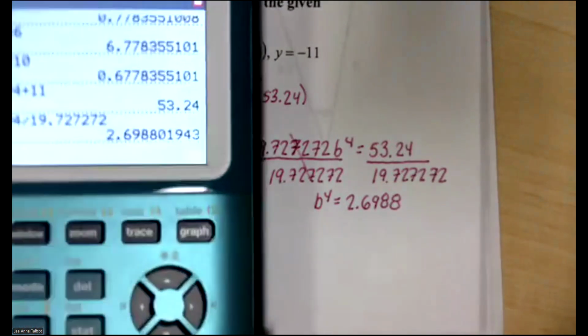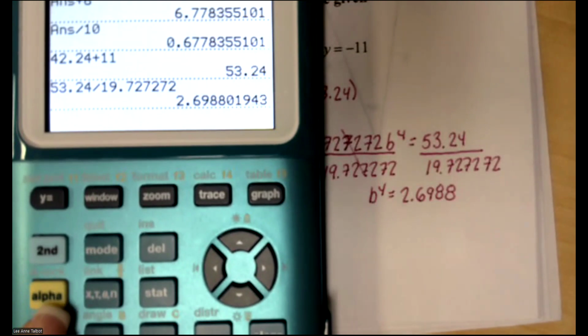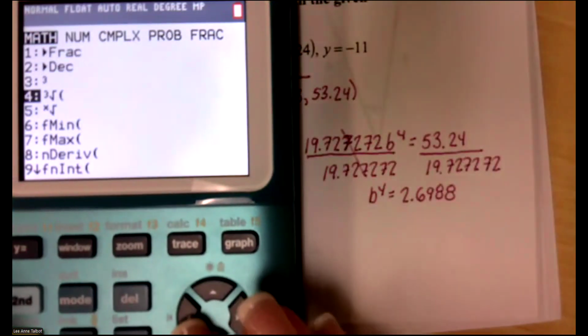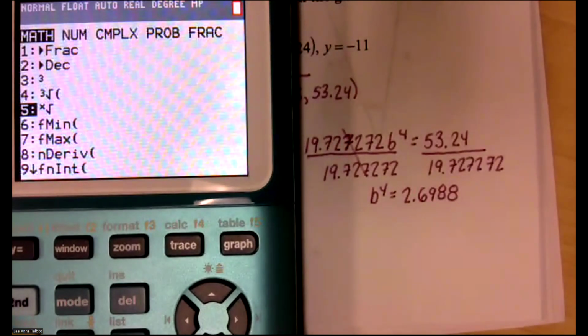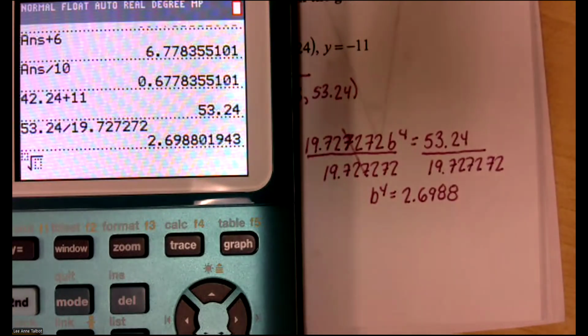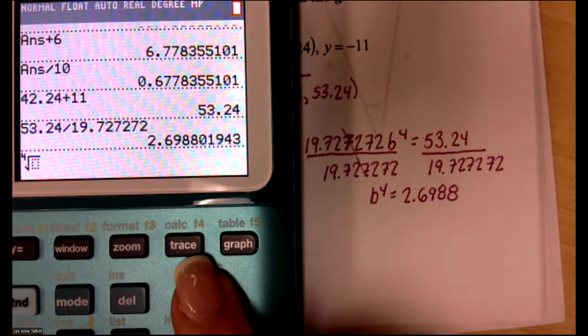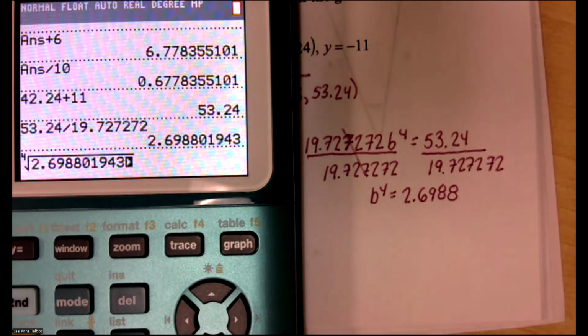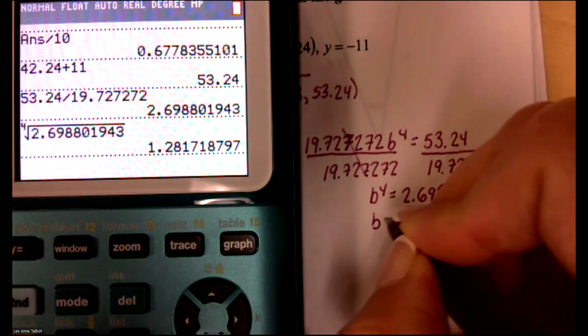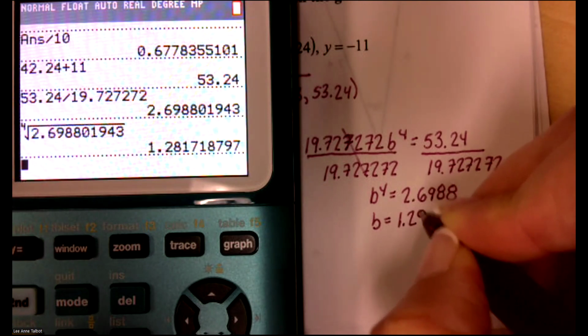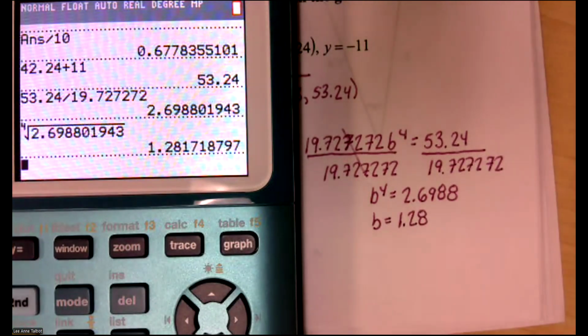Okay, now to remind you, we need to take the fourth root. The fourth root is in the math menu. So right here, hit the math button and then scroll down to the one with the X. And you can type the 4 in here. And then I'm going to scroll it up and grab that decimal and paste it in. And then I'm just going to call this 1.28. That's as good as I can do.